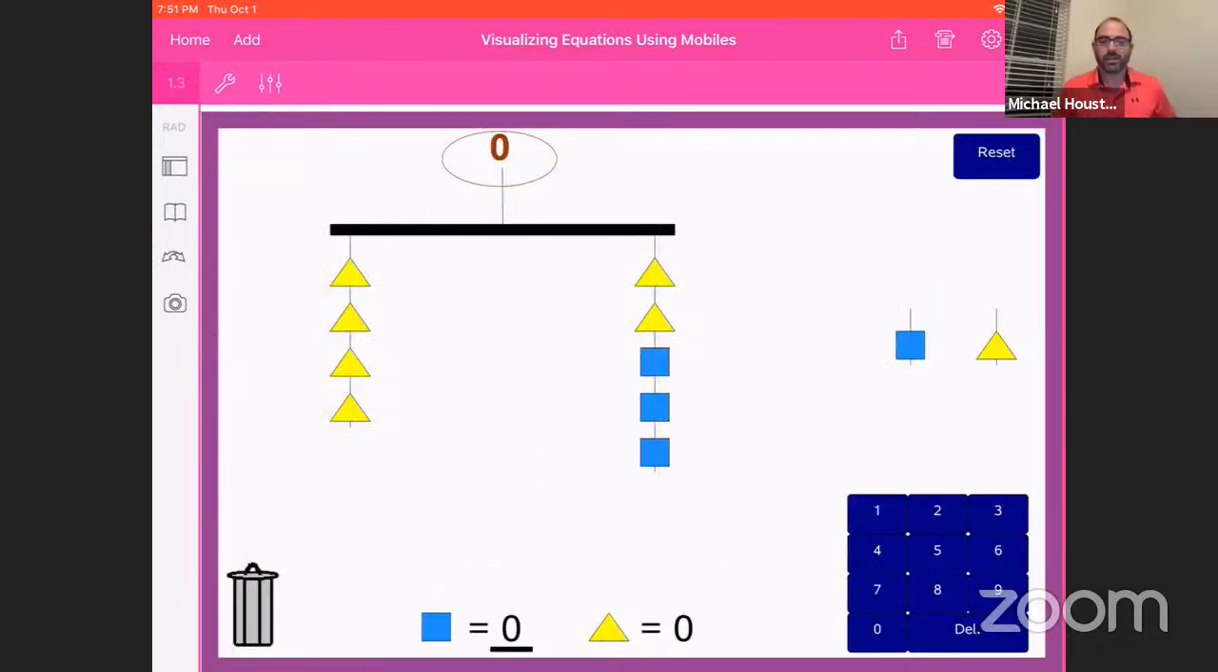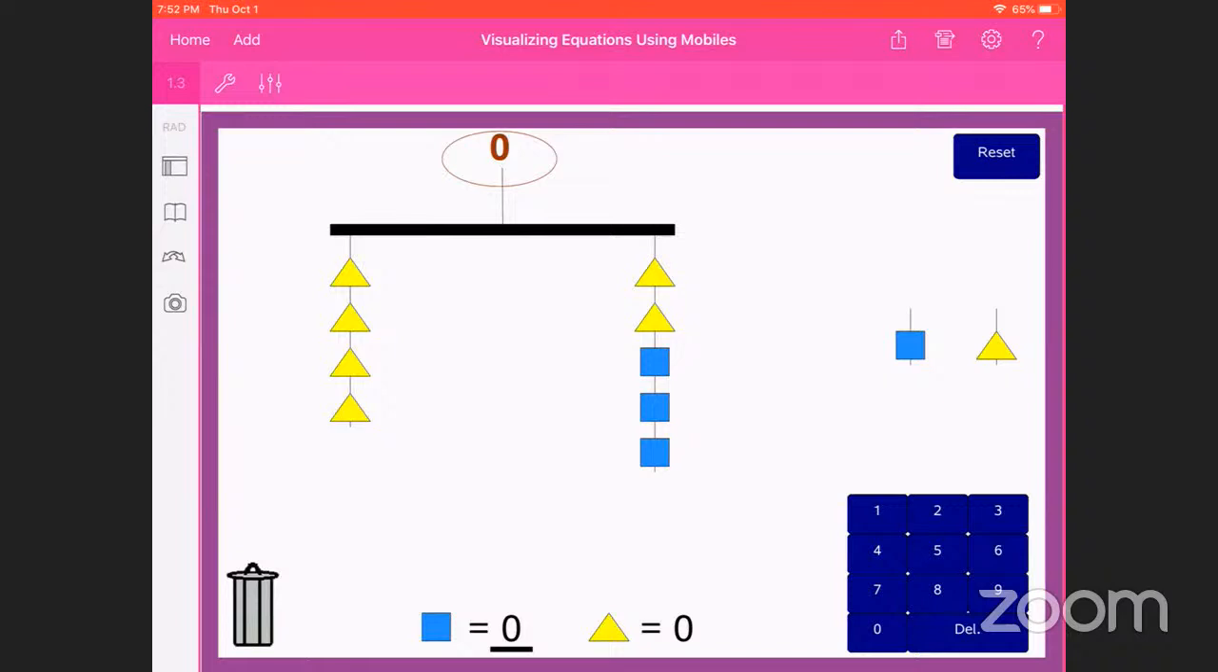Awesome. So I see some pretty triangles and squares, and it looks like our mobile has some stuff going on. Lindsay, would you say it looks balanced right now? I would say it does. That line is pretty straight to me. Okay. And in order for it to be balanced, what do we know has to be true? That the sides have to be equal. Awesome.